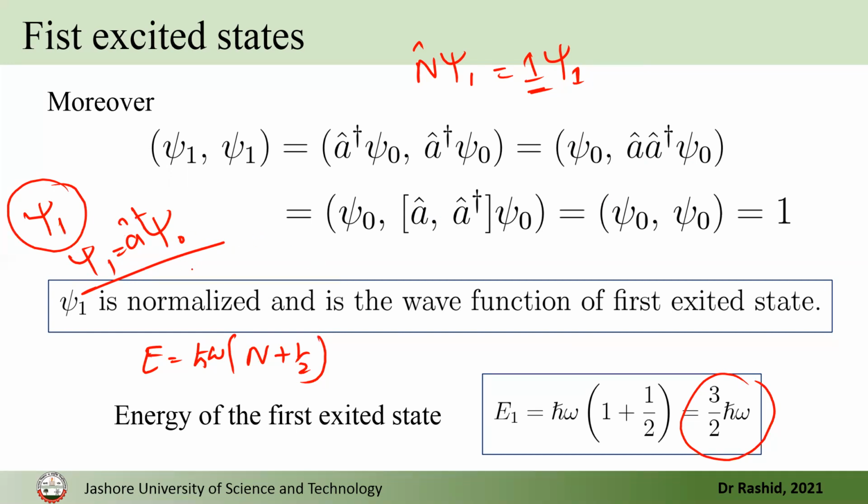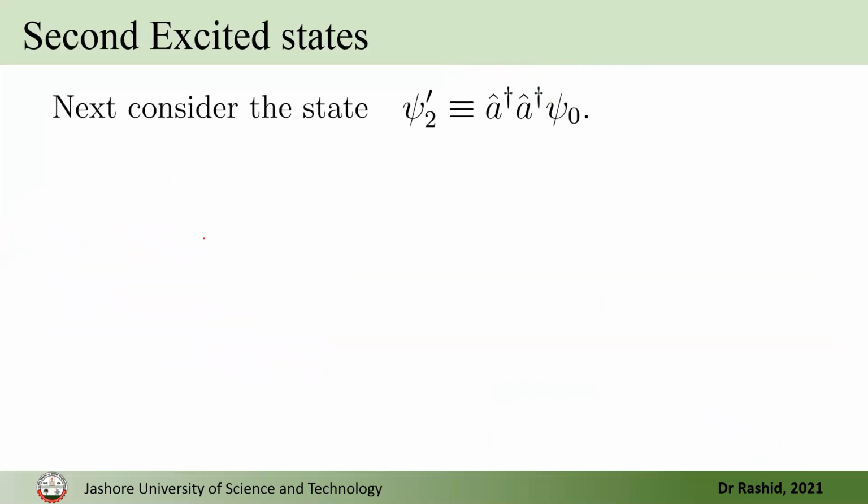Okay, now let's see what the second excited state would be. We can define the second excited state in a similar fashion. This is what we did, because the first excited state was a hat dagger operating on the ground state wave function. So again, a hat dagger acting on the first excited state would give us the second excited state. Now, before calling it the second excited state, let's put a prime here, because we are not sure whether this psi 2 prime is properly normalized or not. So just to check for that, we put it here.